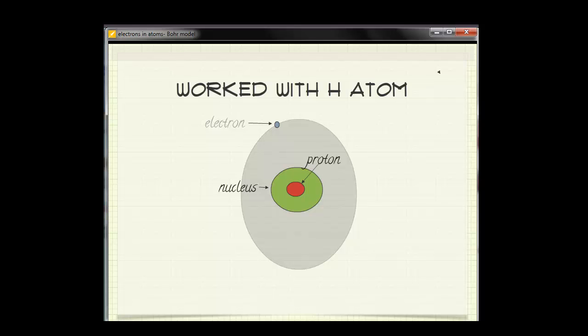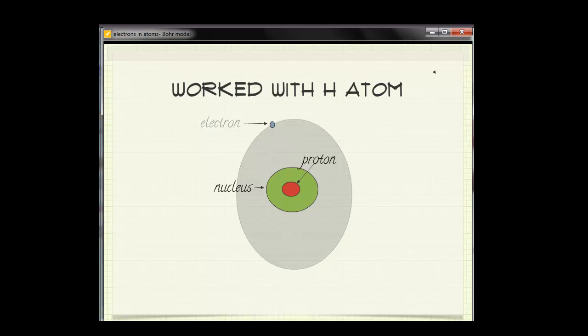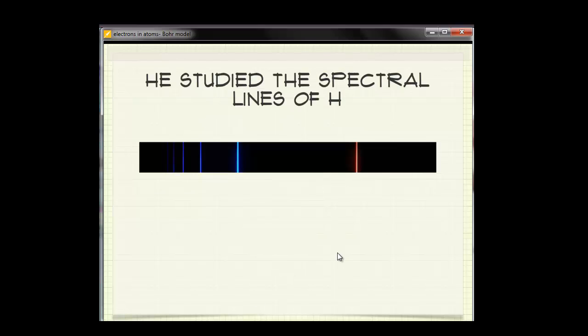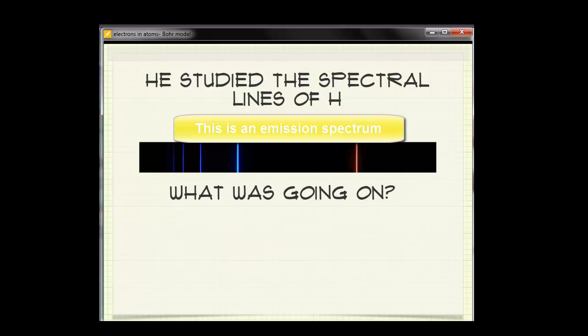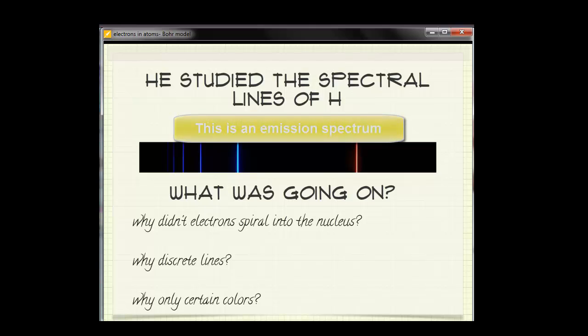Now, prior to Bohr's time, there was a lot of controversy. There was a lot of unease about why that electron did not fall into that positive nucleus. Bohr helped answer some of those questions. And he did that by studying the spectral lines of hydrogen. He saw that hydrogen gave off only certain colors. He saw that it was not a continuous spectrum. Why were there these discrete, separate lines? And why didn't those electrons spiral into the nucleus?